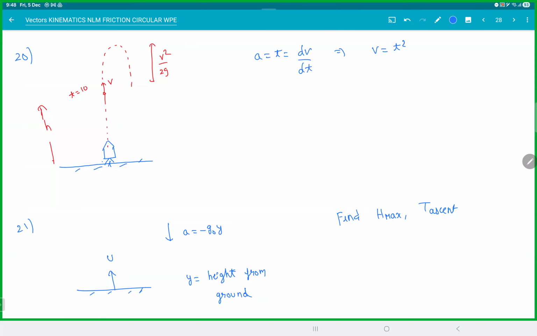v is equal to t square by 2. Put t is equal to 10, you'll get this thing. And the y coordinate will be t cube by 6. Put t is equal to 10, that will give you the height. You're done. So the total H max will be t cube by 6 plus v square by 2g, with t is equal to 10.